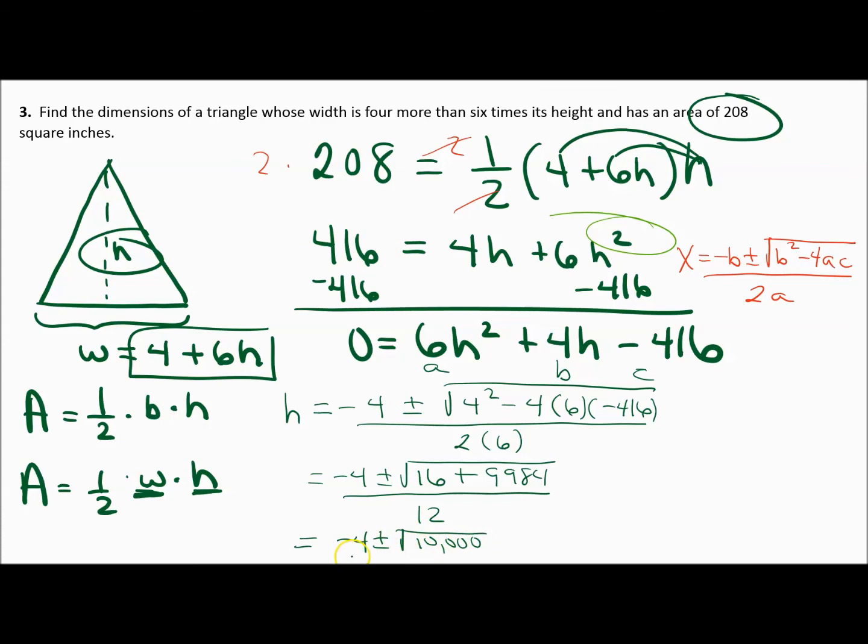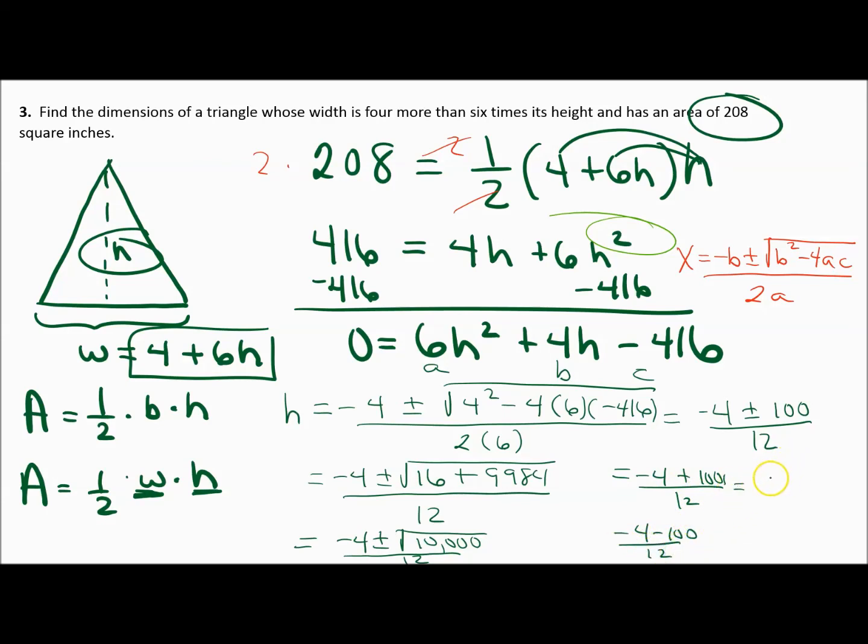Now 10,000 is a perfect square, which, y'all, what that tells me, and I'm going to finish it right over here, is that I could have factored this to start with. And we talked about that, right? That it probably would factor. I just didn't want to. Okay? So, notice when I took the square root of 10,000, I don't write the square root symbol anymore. Now I have two separate problems. I have negative 4 plus 100 over 12, and I have negative 4 minus 100 over 12.